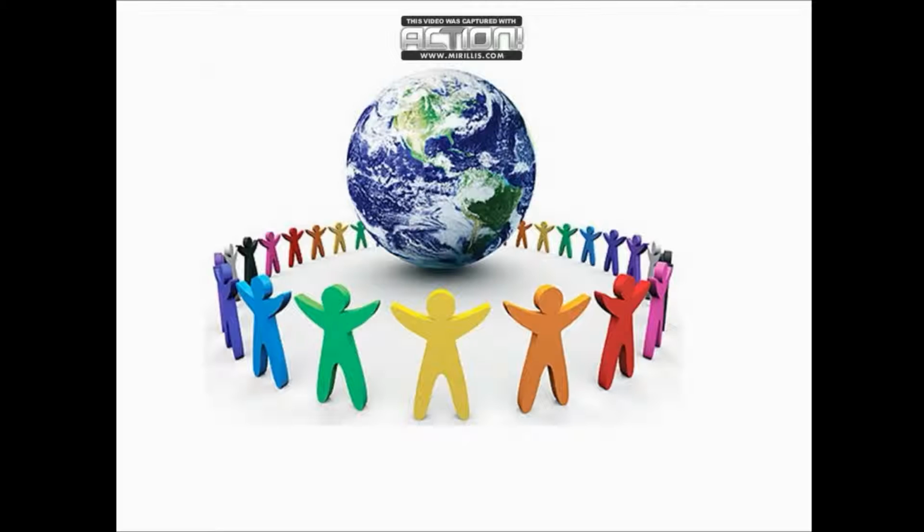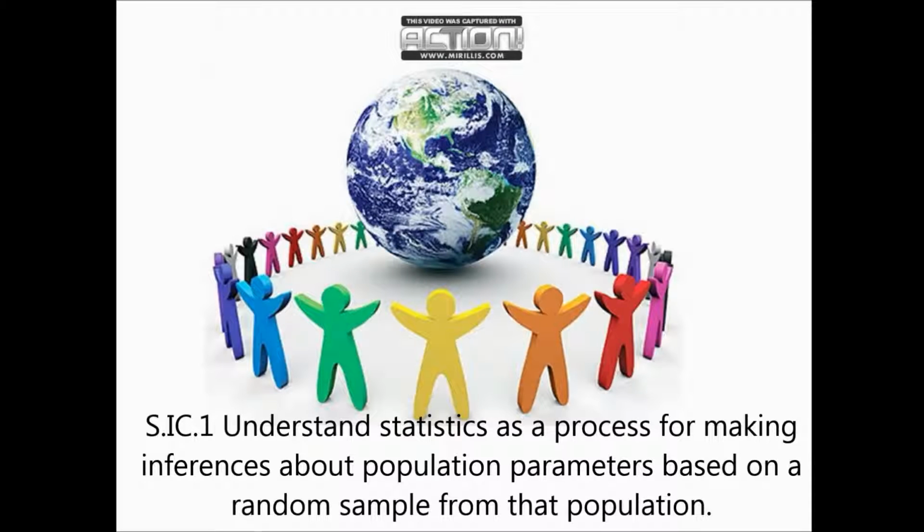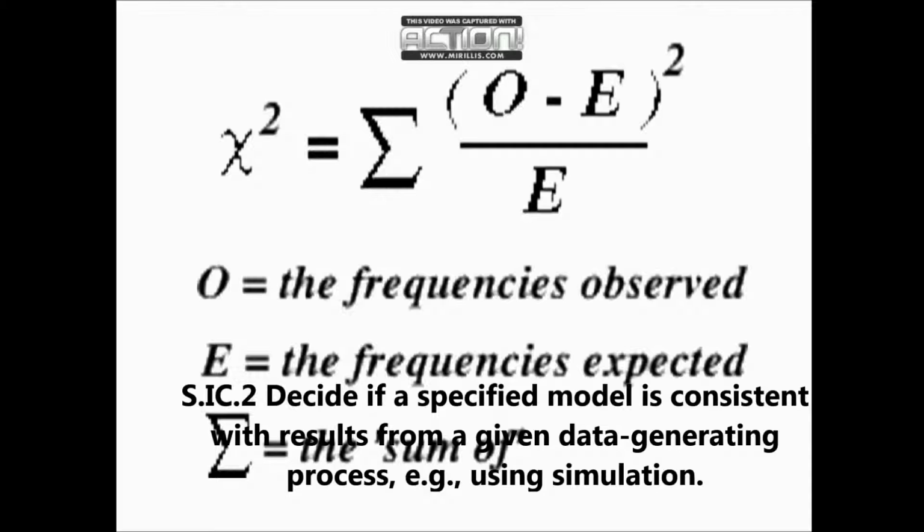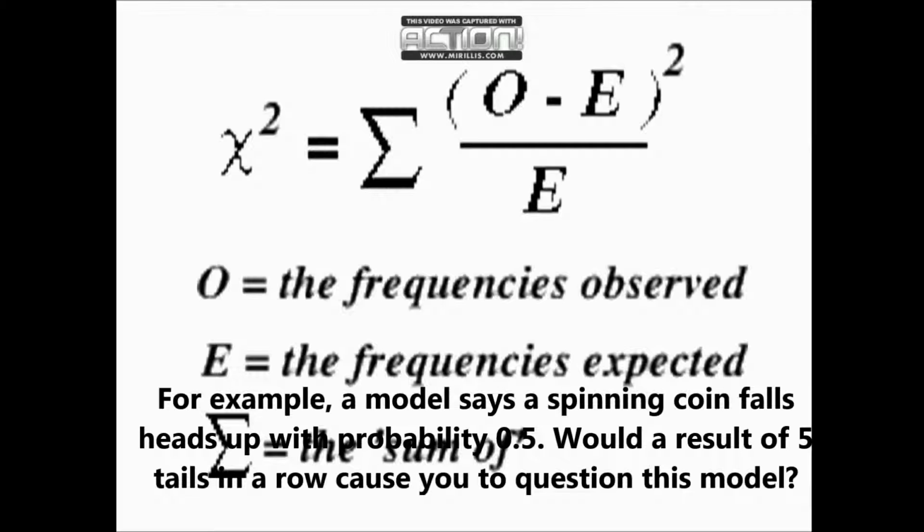SIC, making inferences and justifying conclusions. SIC, make inferences and justify conclusions from sample surveys, experiments, and observational studies. SIC 1, understand statistics as a process for making inferences about population parameters based on a random sample from that population. SIC 2, decide if a specified model is consistent with results from a given data generating process. For example, using simulation, a model says a spinning coin falls head up with probability 0.5. Will the result of 5 tails in a row cause you to question this model?